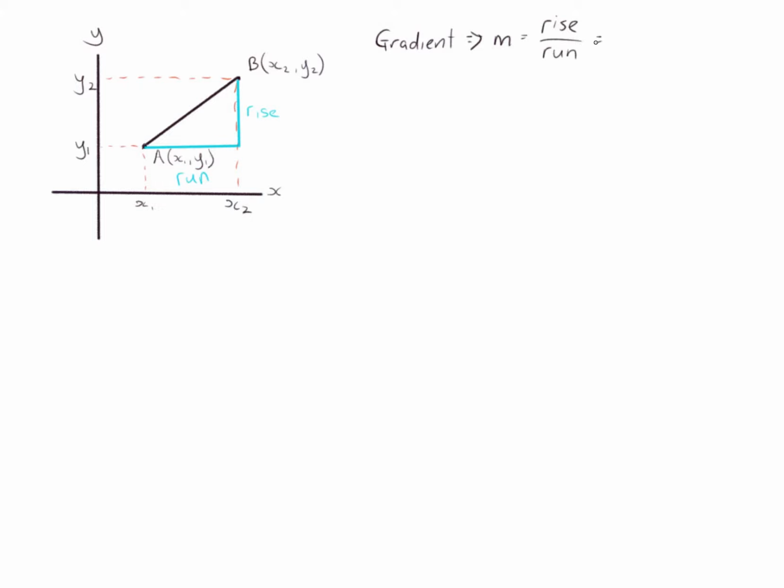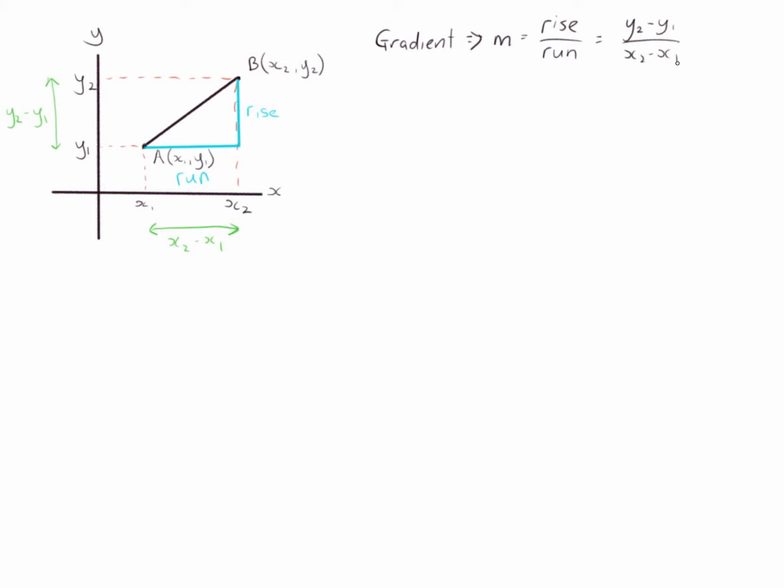In terms of our coordinates, the rise is the difference in y values. It's this length here. And that is simply y2 take away y1. Likewise, the run is the difference in x values. So it can be represented by x2 minus x1. So, rise over run can be expressed as (y2 minus y1) over (x2 minus x1).